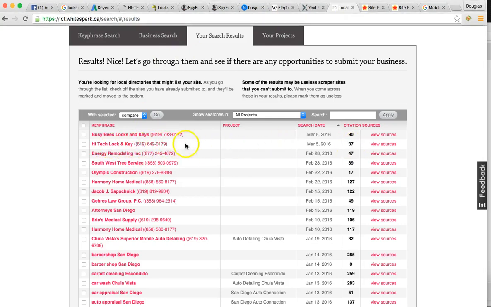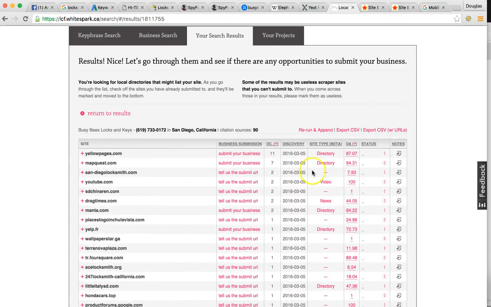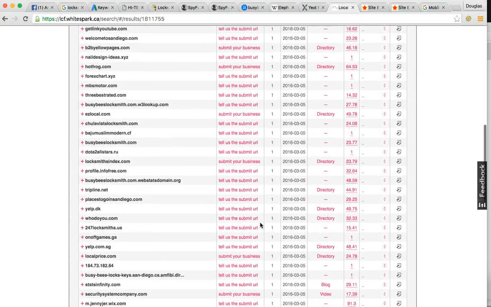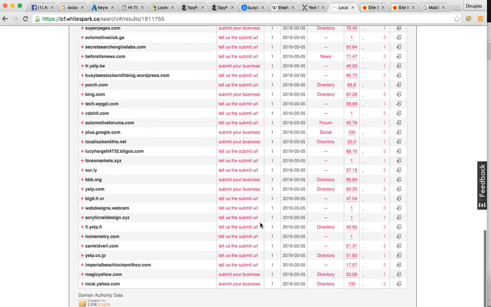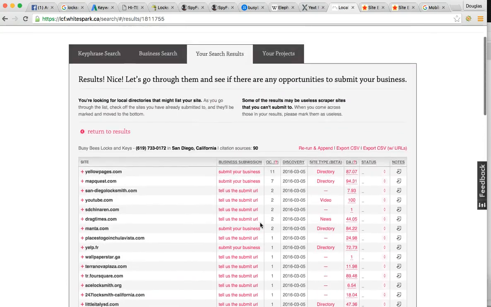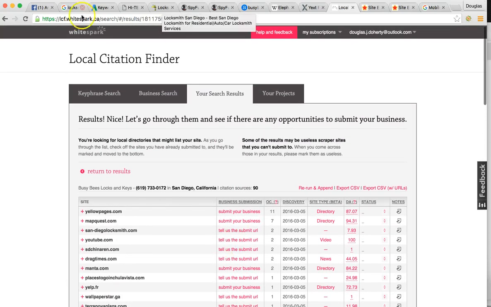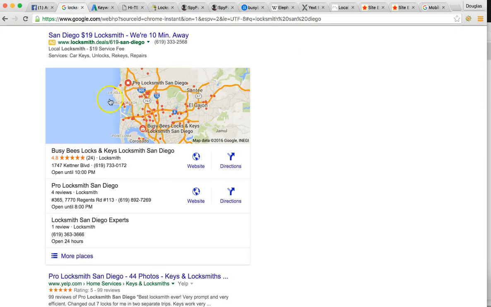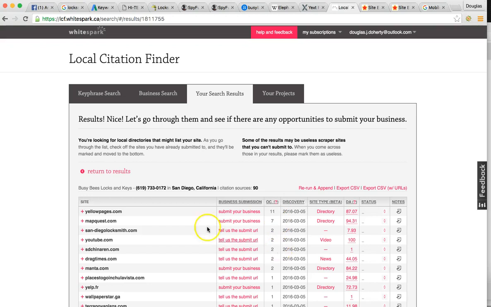This is you, High Tech Lock and Key. You have 37 of these citations, okay? Again, with inaccurate information. Busy Bee has 90, okay? That's nearly three times as many. And I can view all of them and literally just go register you with all of their citations. So we can literally corner and take the market from them very easily using this process to get you ranked number one here. Okay. So that's citations, a very powerful strategy.